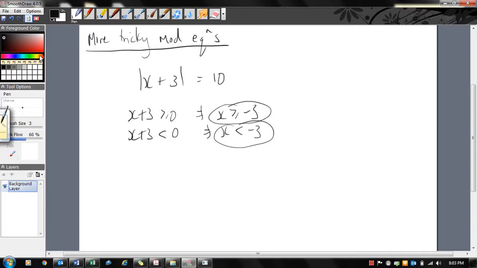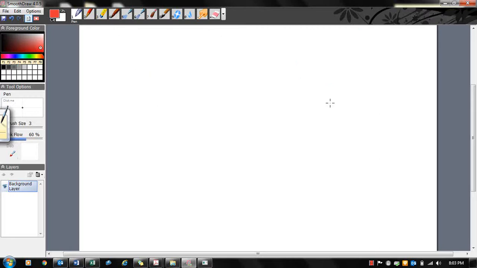And so whenever you see a modulus like this, you can see that the behaviour is going to change at -3. If it was |x - 6| = 9, the behaviour will change at the point x = 6. So it'll be what happens when x is greater than 6, and what happens when x is less than 6. So that's what we're looking at here. With that in mind, let's have a look at a tricky equation.